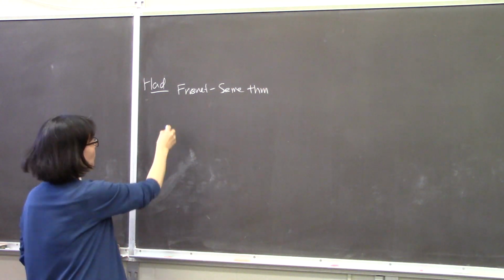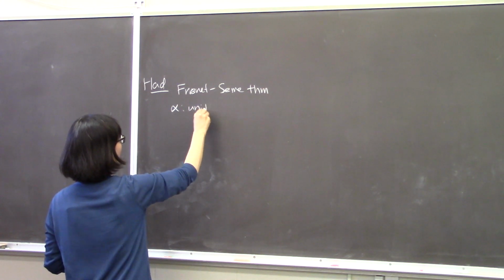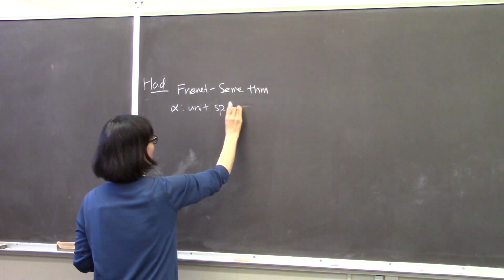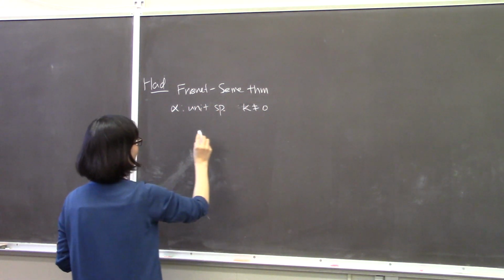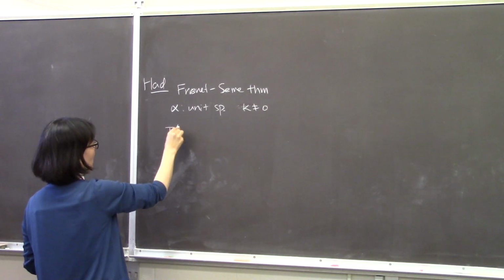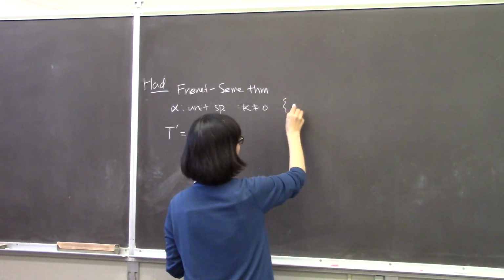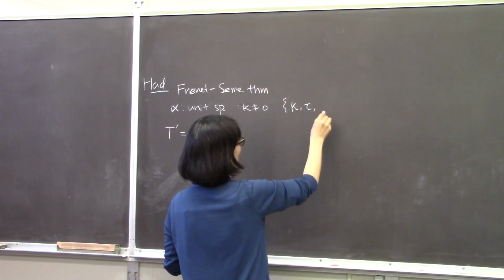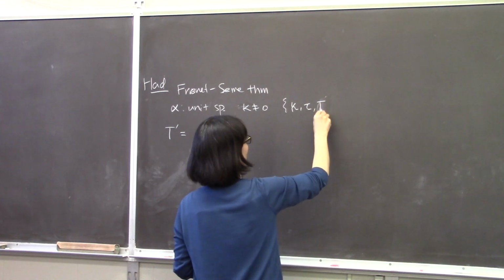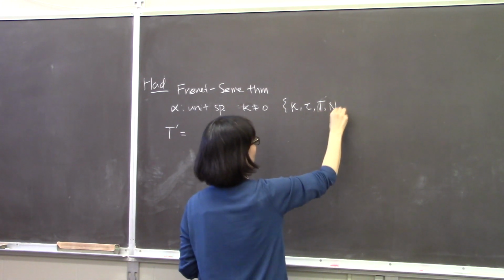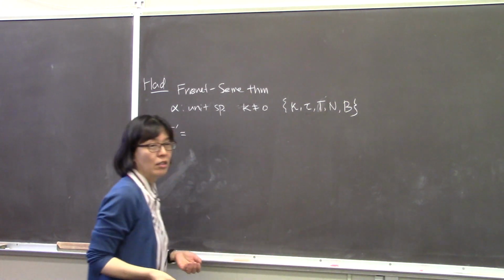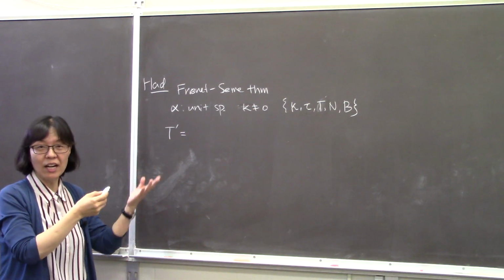Right? So we have alpha unit speed, and we assume curvature is not zero. Then what is the T prime? We have a Frenet-Serret apparatus: curvature, torsion, T, N and B. So everyone knows what they are, okay?